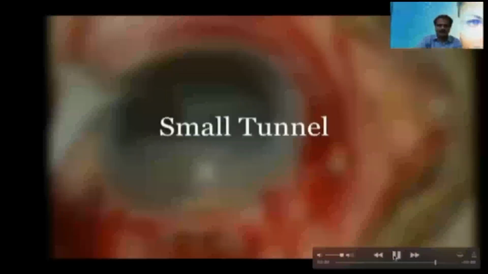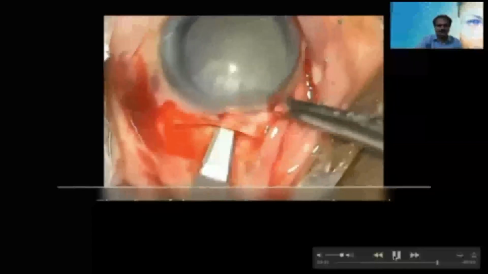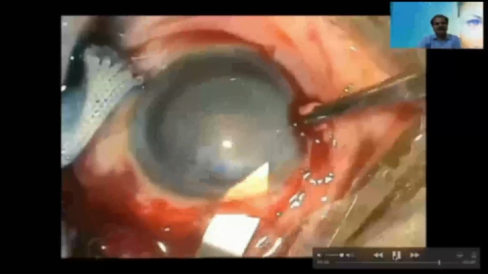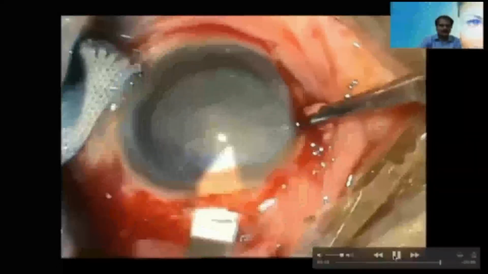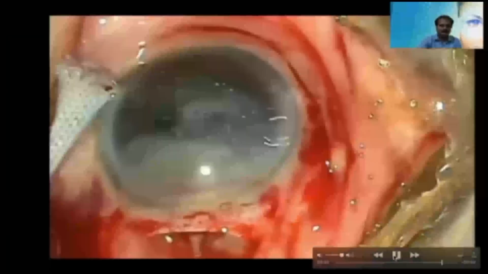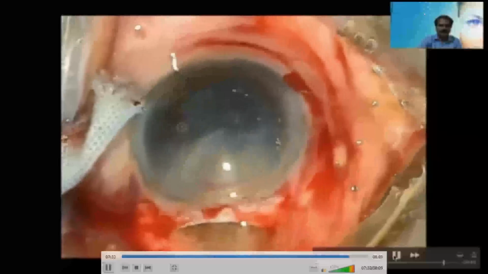One is a small tunnel that has been made. So here the nucleus gets stuck in the corneoscleral tunnel because of the smaller size wound, even though the corneoscleral tunnel looks normal. And then you extend the tunnel on either side and the nucleus can easily come out.